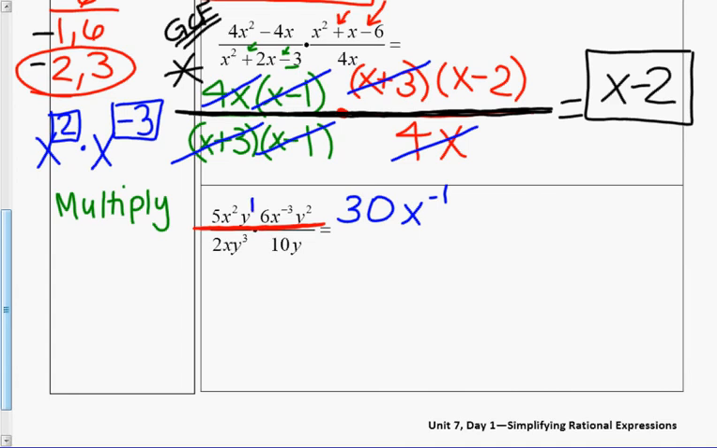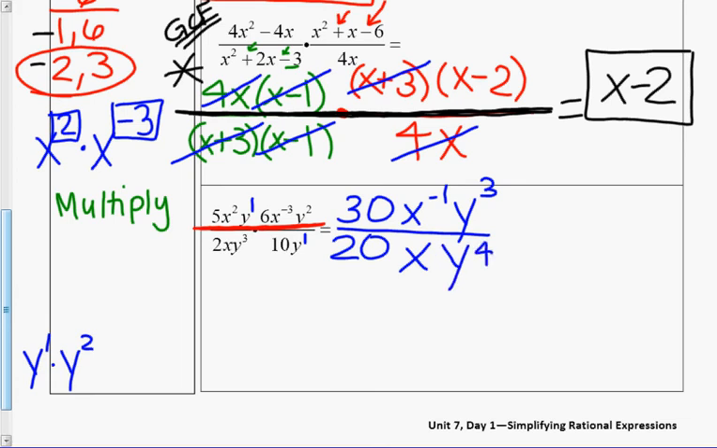We have y to the first times y to the second. So think about it. Y to the first times y to the second. We just add the exponent. So it would be y to the third. And then in the denominator, remember, numbers with numbers, variables with variables. So 2 times 10 is 20. X has nothing to be multiplied to, so we do x. And then y to the third times y to the first. I like to look at it as I have y to the fourth. Now, once I'm at this part, I don't say, hooray, I'm done. I'm going to leave it because I know how to multiply fractions. We need to multiply, and then we simplify.